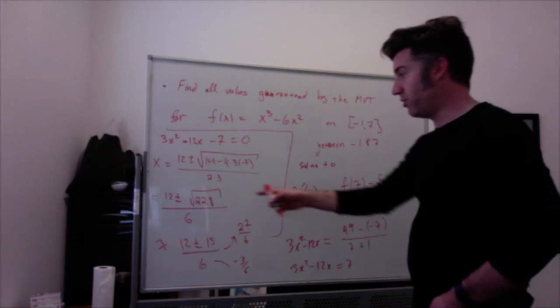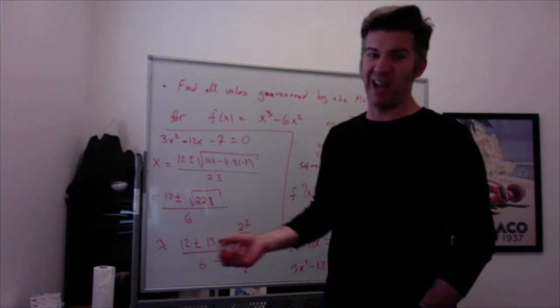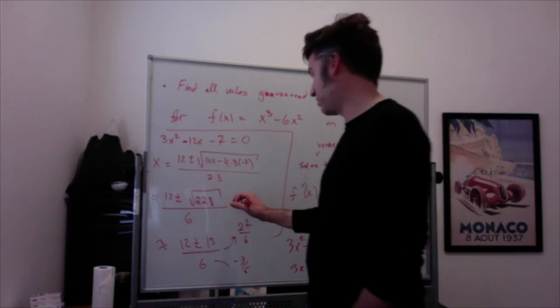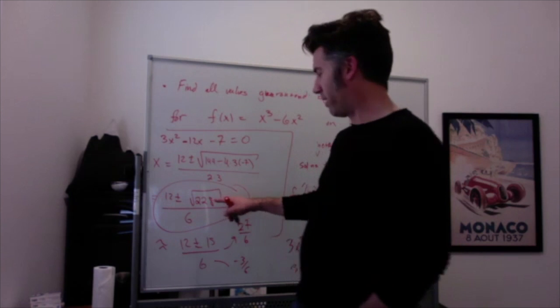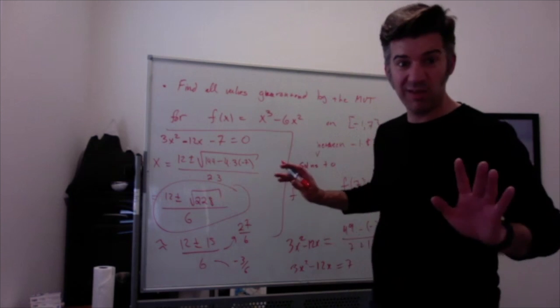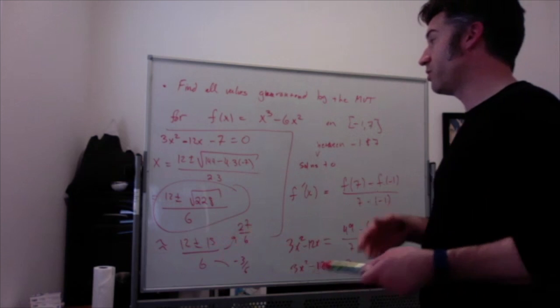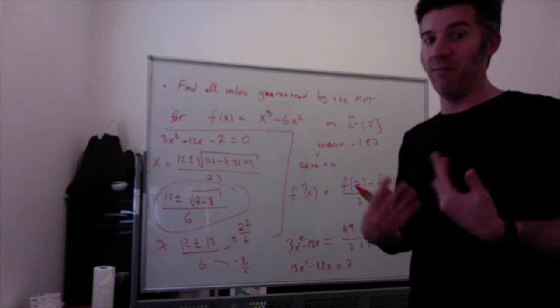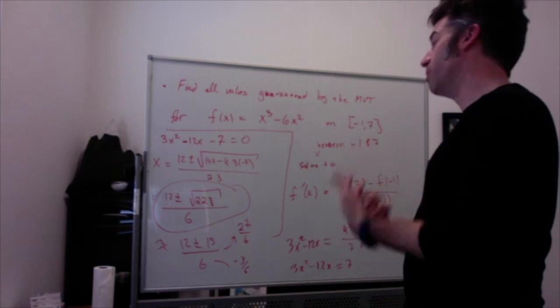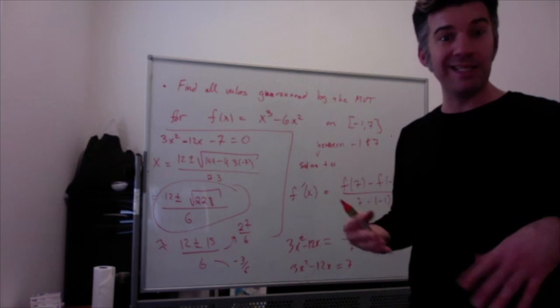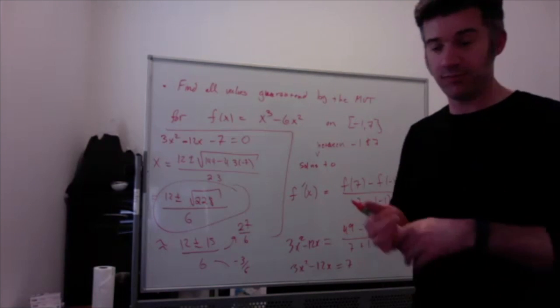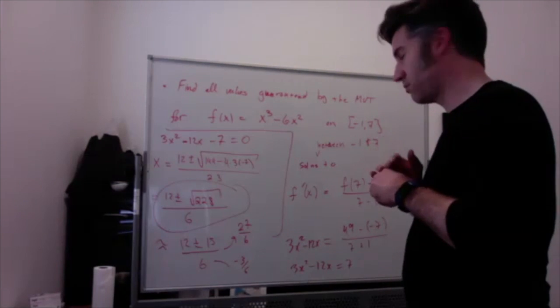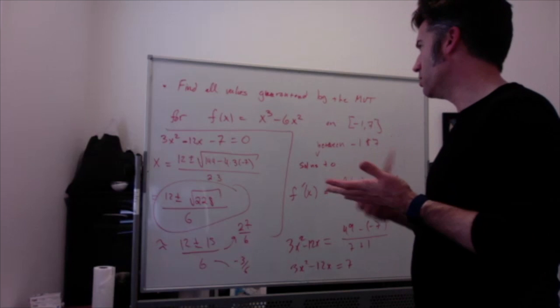So I know that both these numbers, and maybe you could simplify this a little bit. I don't want to simplify it. It looks terrible. I'm going to leave it like this, even though I could almost definitely simplify that part. So we know that both of those numbers, 12 plus root 228 over 6 and 12 minus root 228 over 6, are both values of x that are indeed guaranteed by the mean value theorem.